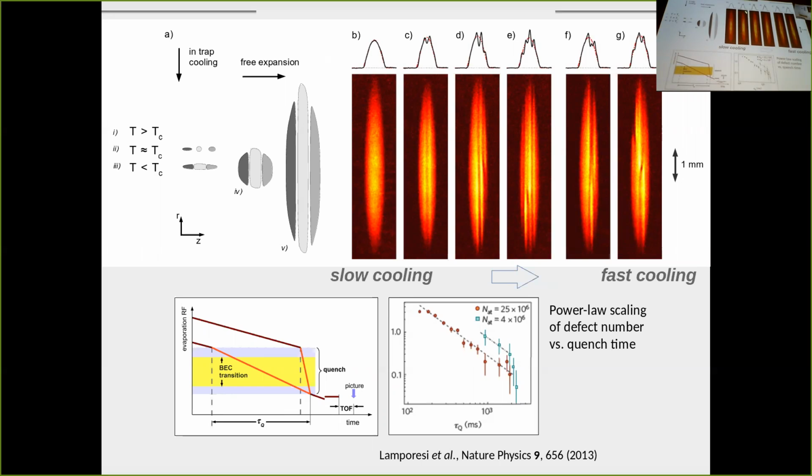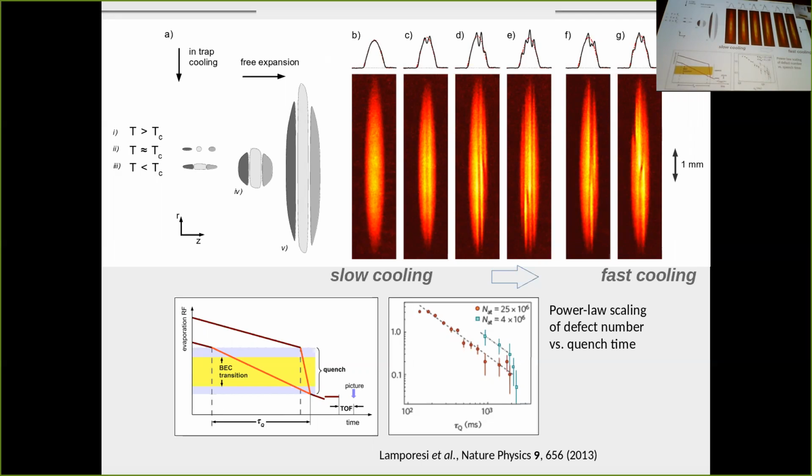On the other hand, if you increase the cooling rate across the phase transition, defects appear with higher probability and higher average number. Actually, you can plot in this log-log scale the average count of defects versus the quench rate, and this power law scaling reminds indeed the prediction of the Kibble-Zurek mechanism.